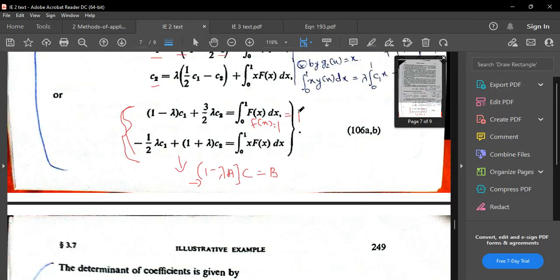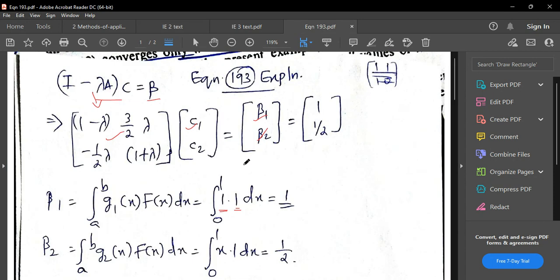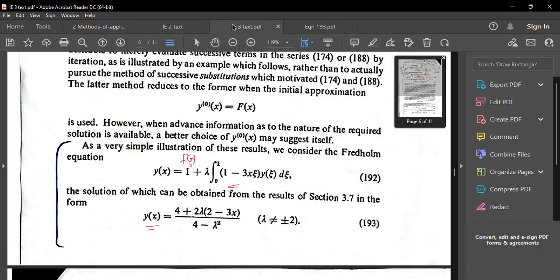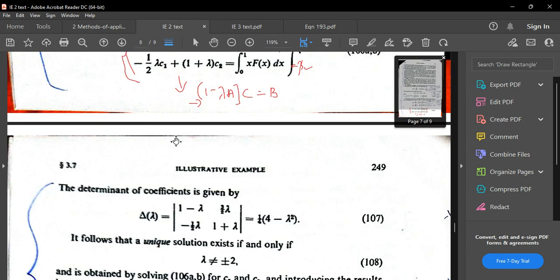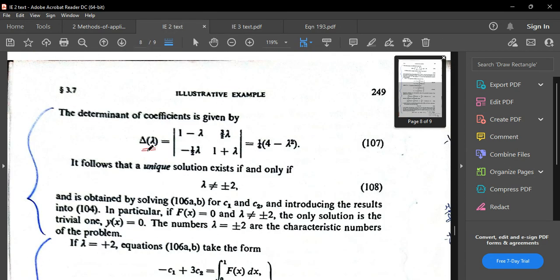This is beta 1, this is beta 2, same one, same thing comes here. So beta 1 is equal to 1 and beta 2 is equal to 1 by 2. This is in a matrix form. Here, when lambda is not equal to plus or minus 2, we will have this determinant not equal to 0.